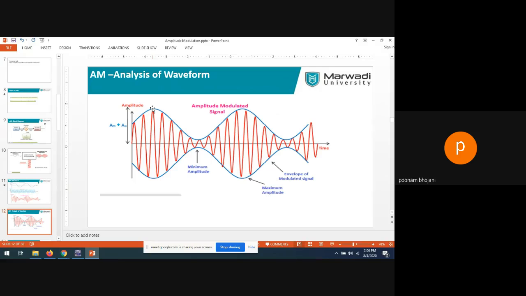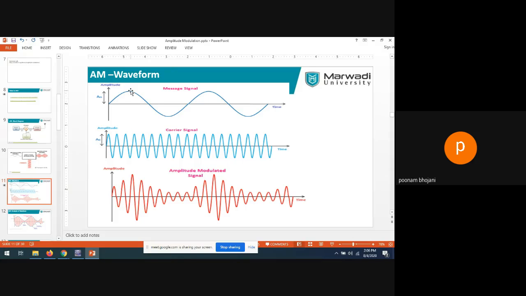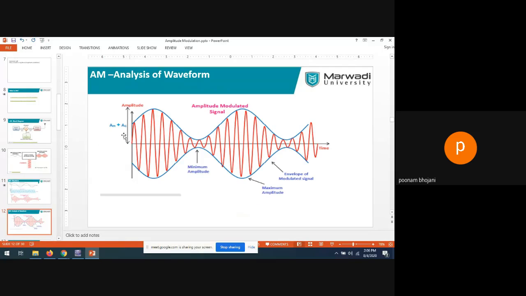Generally it has been proven that the maximum amplitude is the addition of two amplitudes: the amplitude of the modulating signal plus the amplitude of the carrier signal. This is the amplitude of the modulating signal, that is Am. This is the amplitude of the carrier signal, that is Ac. So the highest amplitude you will receive is Am plus Ac. So the maximum peak of the amplitude modulated signal is Am plus Ac, and the same thing is given over here.